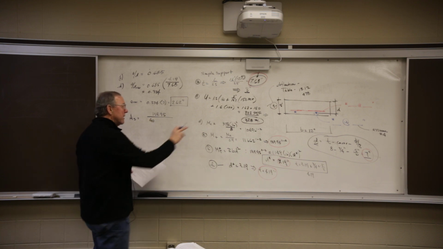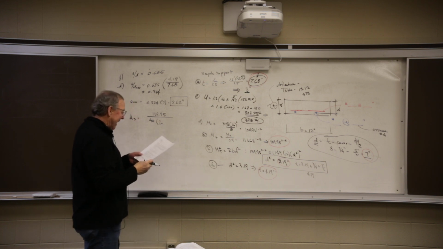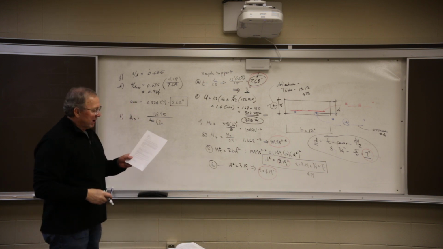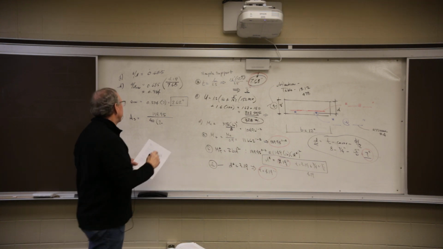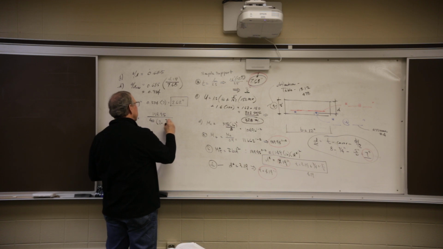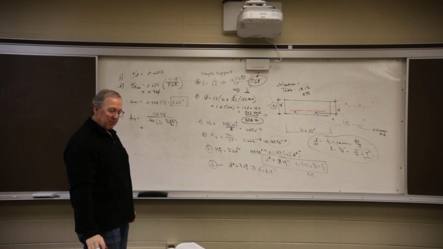times D, 7 inches, minus A revised over 2. So if you want to write something there, you can put A over 2 is A revised over 2. That's 2.62 divided by 2. That's going to give me my area of steel.